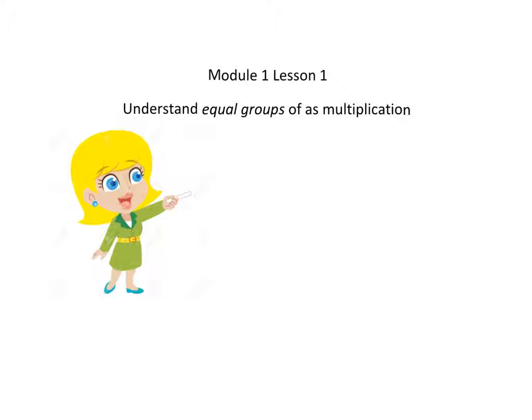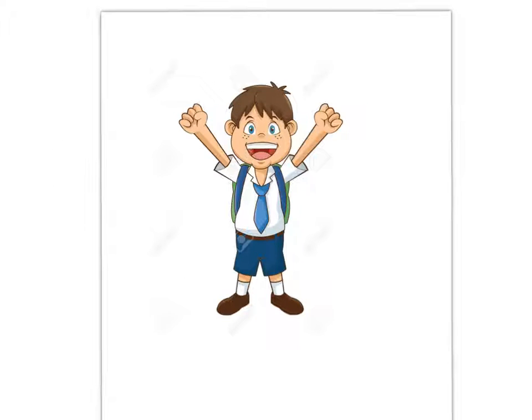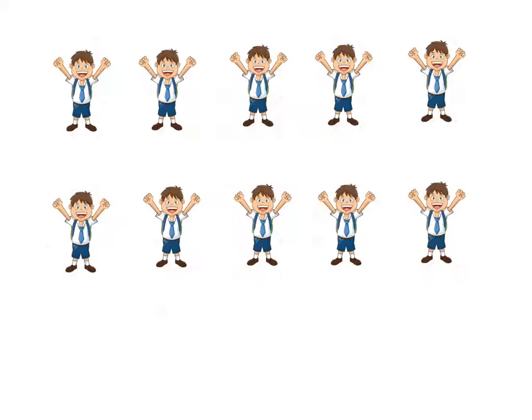Hi, third grade. Today we are going to understand equal groups of as multiplication. Let's start with an easy question. How many arms do you have? Exactly. We all know that we have two arms. So one person has two arms. Now, how many arms do 10 students have altogether?